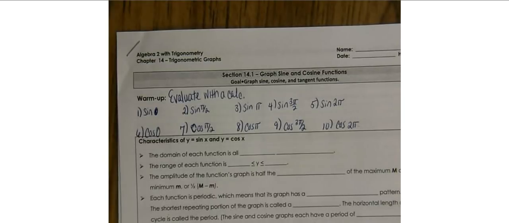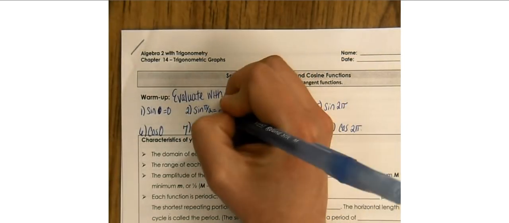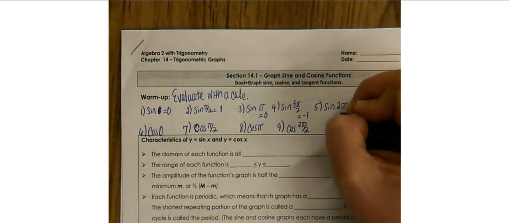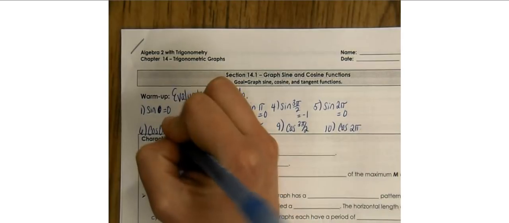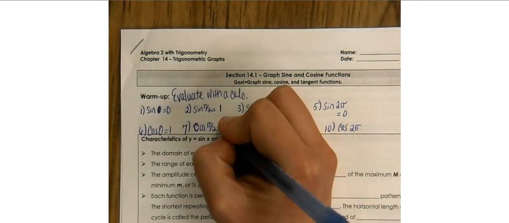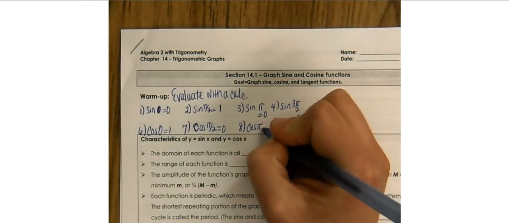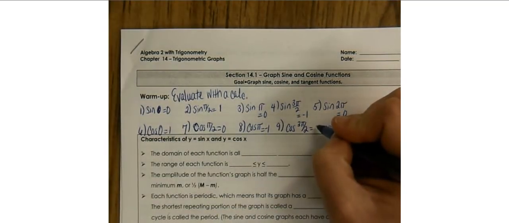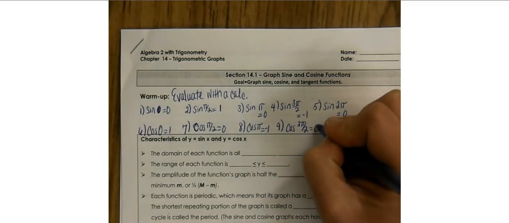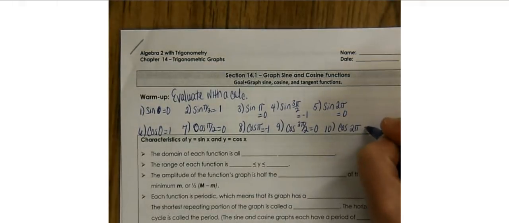All right, so hopefully for the sine of 0, you know that the answer is 0. And the sine of pi over 2 is 1. The sine of pi is equal to 0. The sine of 3 pi over 2 is negative 1. And the sine of 2 pi is 0. The cosine of 0 is 1. The cosine of pi over 2 is equal to 0. The cosine of pi is equal to negative 1. The cosine of 3 pi over 2 is 0, and the cosine of 2 pi is equal to 1.